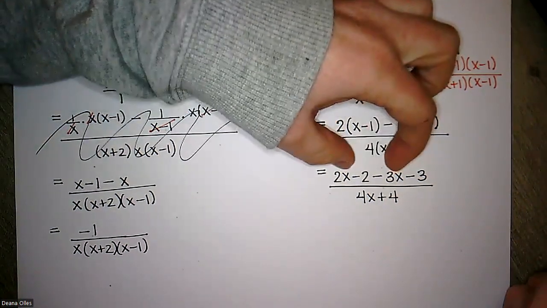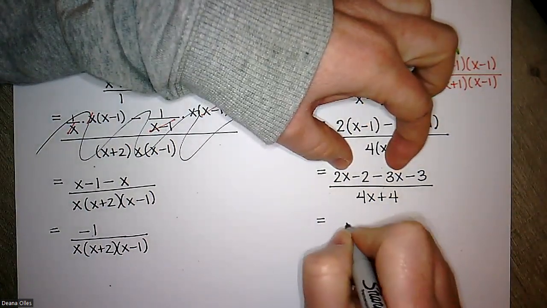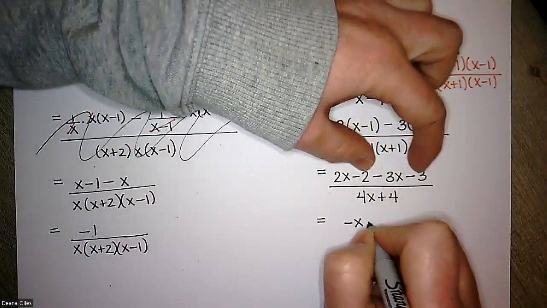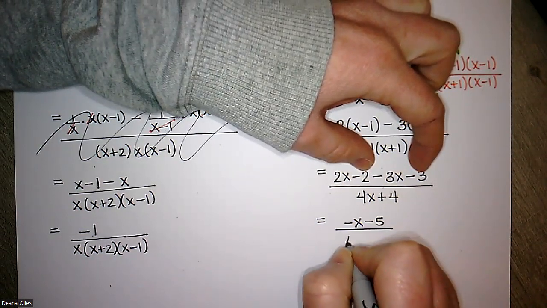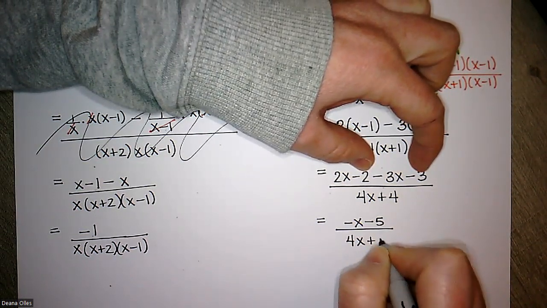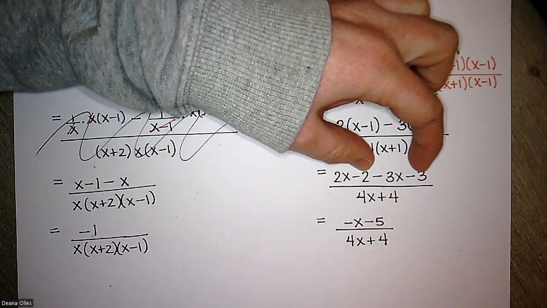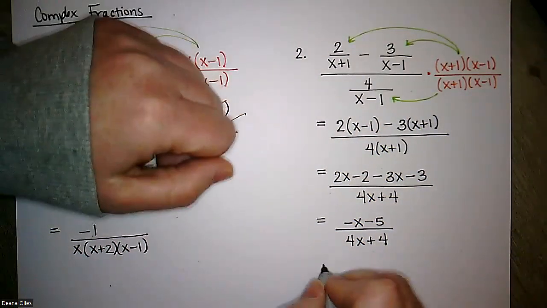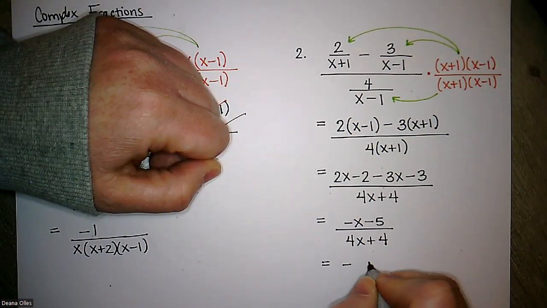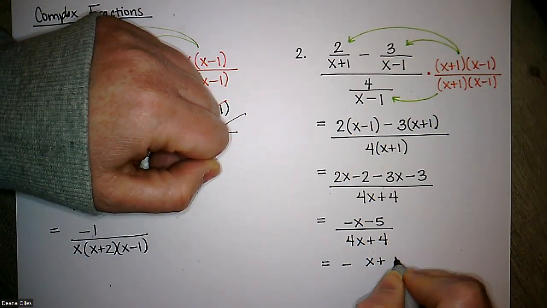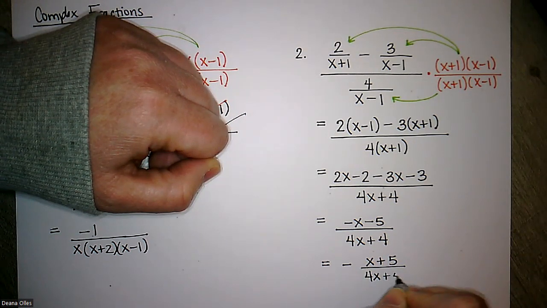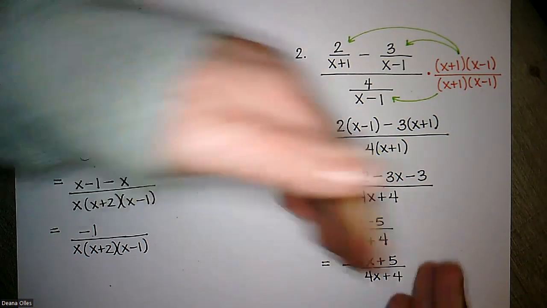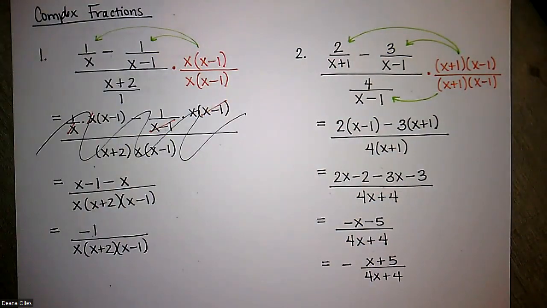Okay, so 2x minus 3x is negative x. Minus 2 minus 3 is -5. Now both of those terms are negative, so they should both be in the numerator. And then if you want to factor the negative out, you can make the entire expression negative, leaving you with x plus 5 over 4x plus 4. You just got to make sure that that negative is now out front of the entire fraction, the entire rational expression.